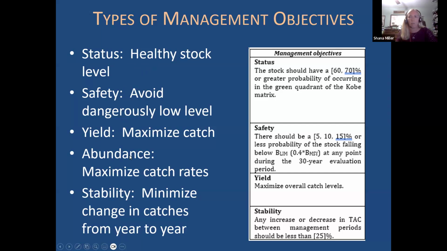Abundance is not always used. You'll see there's no abundance objective on the right here for swordfish. But abundance is often used to, for example, maximize catch rates. If the population is more abundant, you don't have to spend as much money to catch them. And then the last category is stability, minimizing changes in catches from year to year. And again, that's good for market stability and fishery stability to have a more consistent fishery from year to year.